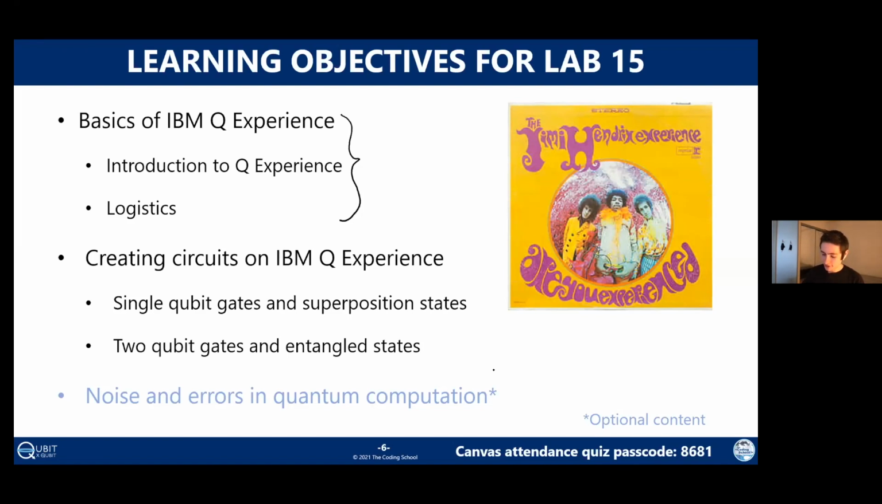The optional content, which I will do after 1 hour has passed, so we will spend the full hour on the IBM Q experience. But after that, for the optional content, I will talk about noise and errors in quantum computation. This is going to be a high-level overview because noise and errors is a major area of research. You could talk about this for days, but I'm just going to give a high-level introduction to some of the main concepts to do with noise and errors.